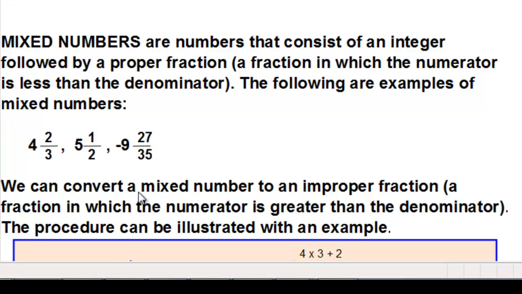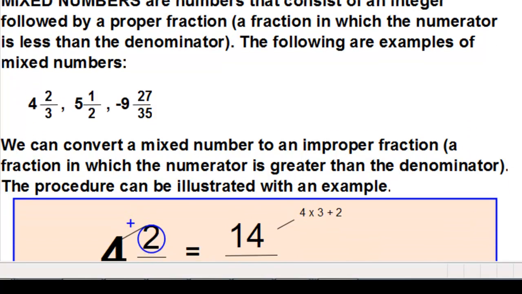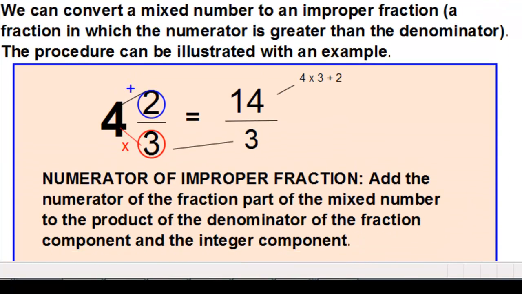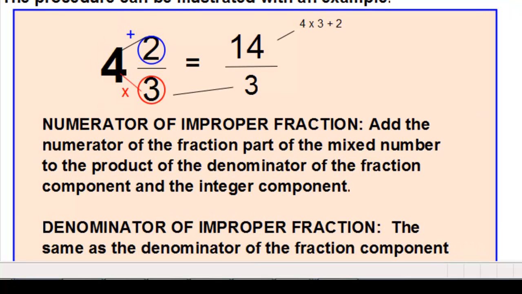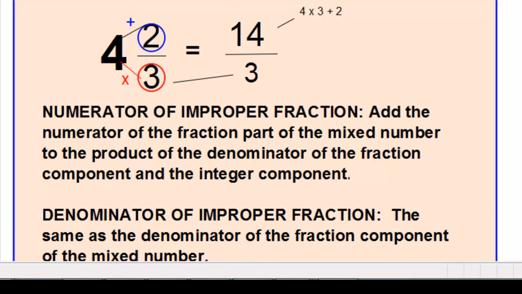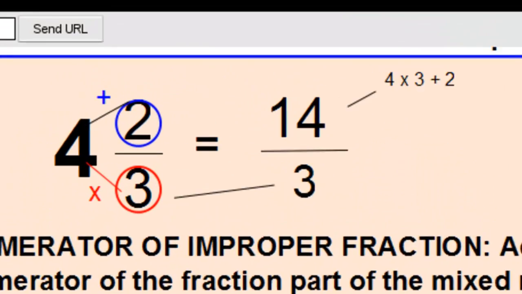We can convert a mixed number to an improper fraction, a fraction in which the numerator is greater than the denominator. The procedure can be illustrated with an example. So let's just look at this. I'm going to convert 4 2/3 to an improper fraction. So let's look at what we have.